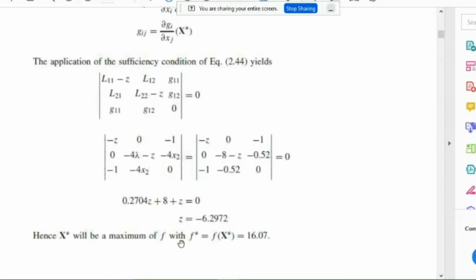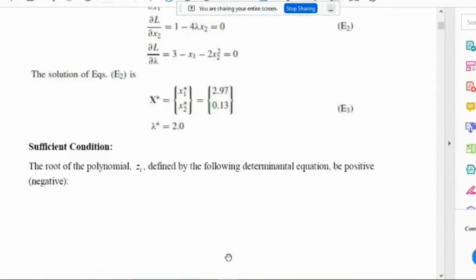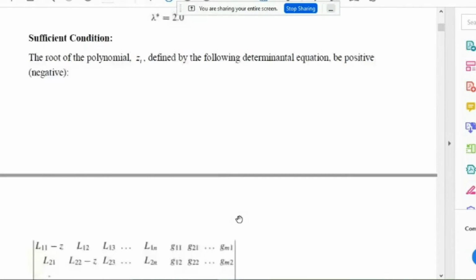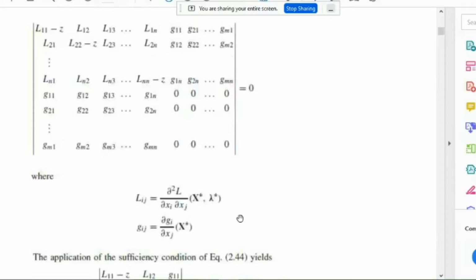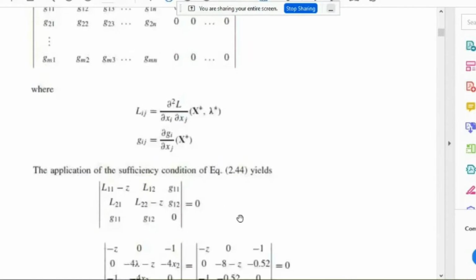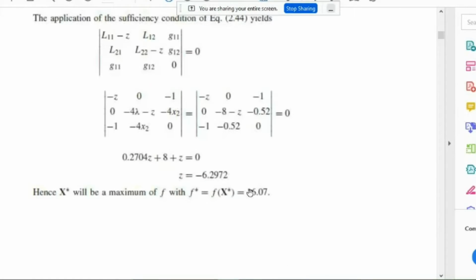From this, if you find the determinant in terms of z, we can get the polynomial expression, and from that, if you find the z value, it is a negative value. Since z is negative, the solution that we got, x star equal to x1 star, x2 star, is said to be a relative maximum. The objective function value is a relative maximum, and the expression is said to be concave in nature.